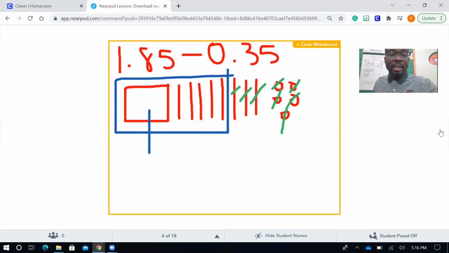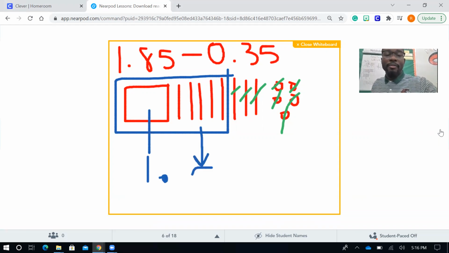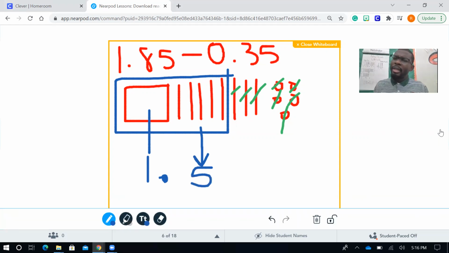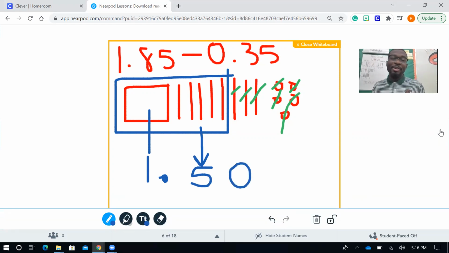So we know this 1 flat, as we stated earlier, represents 1 whole. And we know that these 5 sticks here represent 5 tenths. So now we have 5 tenths. Now, again, we had hundredths. Do we have any hundredths? We don't. So we put a number in its place to represent how many hundredths we have, which is 0. So now you know when you subtract using base 10 models, 1 and 85 hundredths, take away 35 hundredths, you're left with 1 and 50 hundredths, or 1 and 5 tenths.